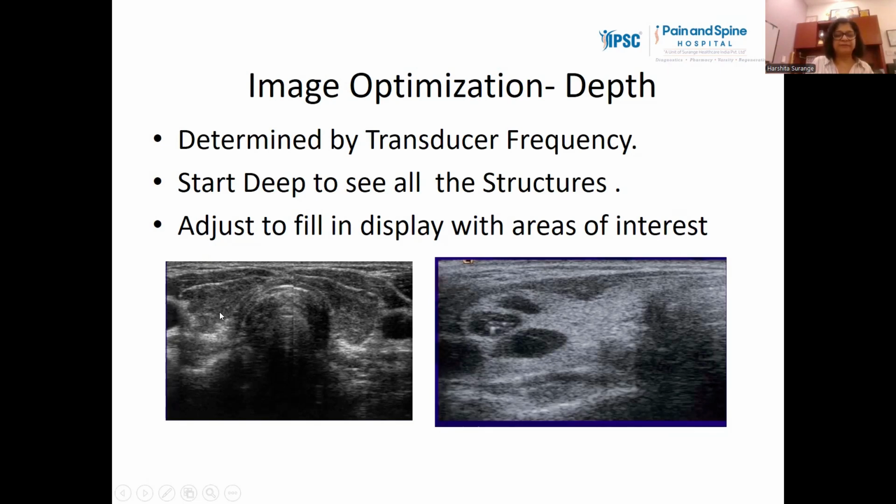Now what happens after scanning it deep? My target area is the thyroid. So now I reduce the depth and focus on the thyroid. Once I focus on the thyroid, I see multiple small cystic areas within the thyroid. See this image and see this image. So whatever is your target of interest should fill the screen, and it should be optimally magnified so that you can visualize the finer details perfectly.